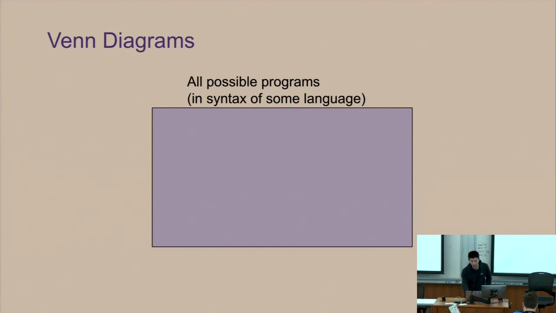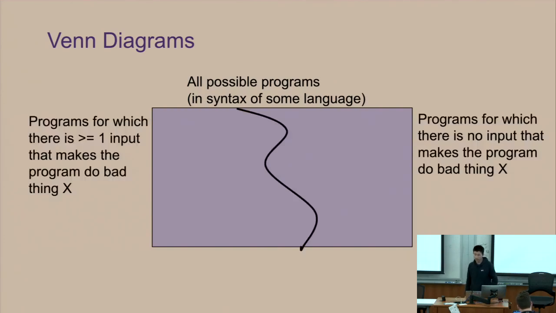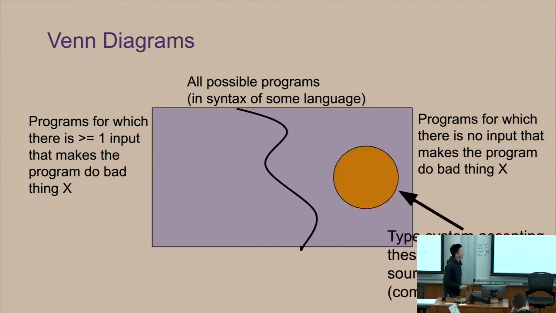Venn diagrams are a very great way for us to visualize this. Imagine this blue rectangle is the space of all possible programs. There are two mutually exclusive parts. The left side is the programs that are bad: there exists at least one input that will make the program do bad thing X. The right side is all the programs that are good: there's no input that will make the program do bad thing X. A type system that accepts all the programs in this yellow circle is called sound but incomplete.